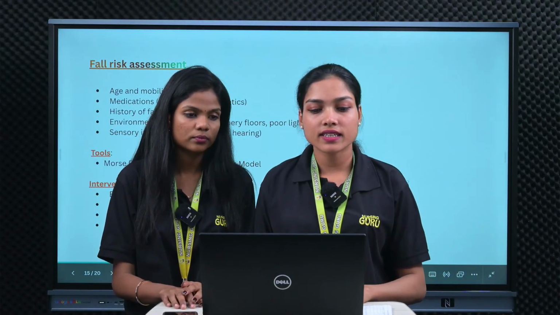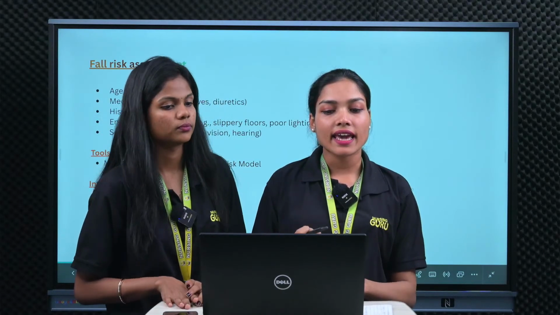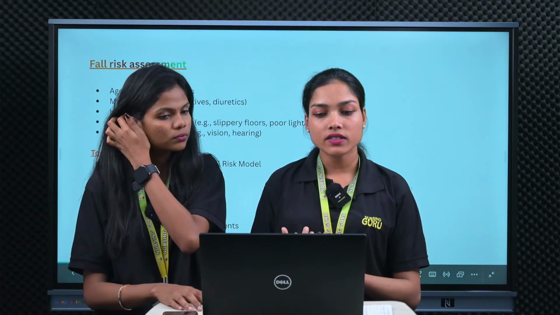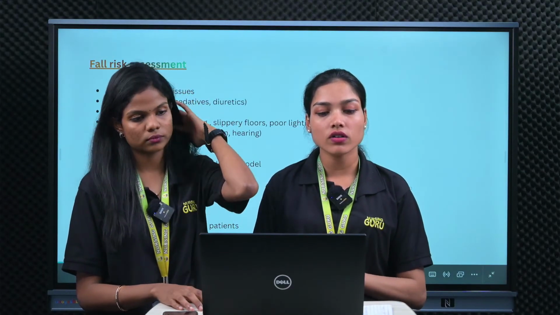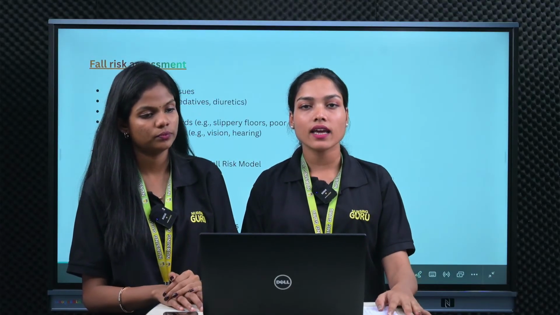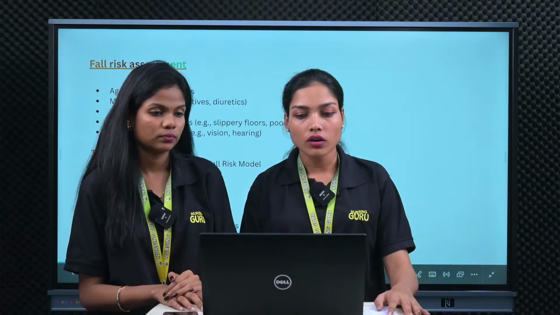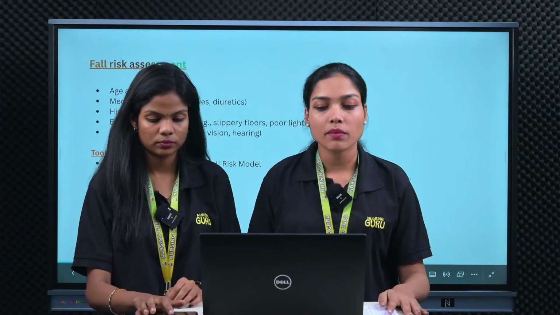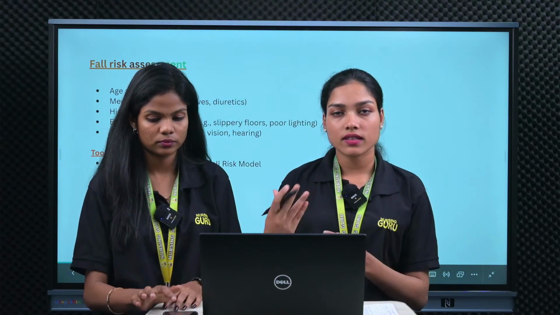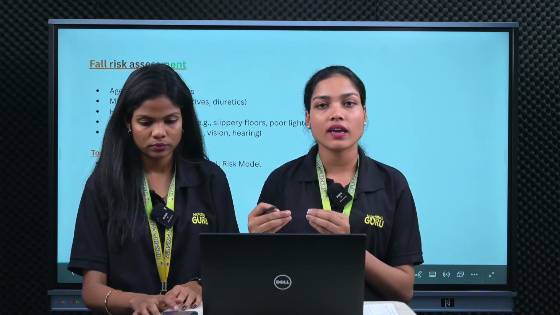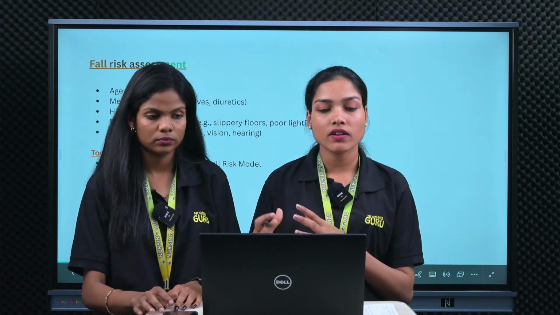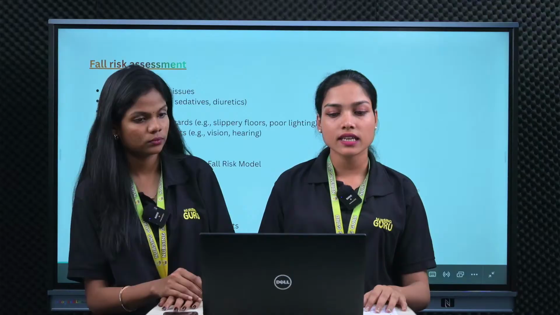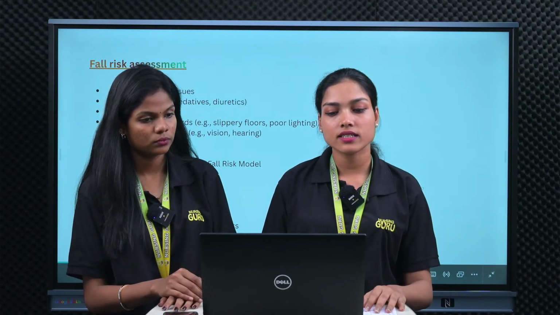Next one is fall risk assessment. In that, first we check age and mobility issues, then medications, for example sedatives, diuretics, then history of falls, then environmental hazards, for example slippery floors or poor lighting, and sensory impairments, for example vision and hearing. After giving medications, we check whether the patient will fall or not. That is fall risk assessment. It includes age and mobility issues, medications, history of falls, environmental hazards, sensory impairments.